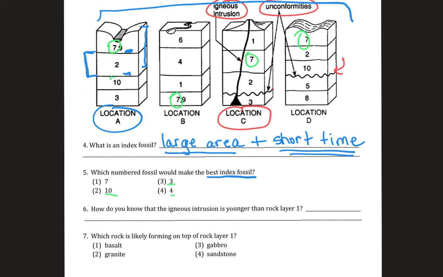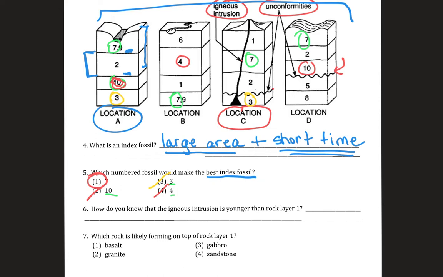So number 10, I see here. I'm going to use a different color for that, actually. Here. Oh, I don't see it in B or C. I see it in D. Oh, so nope. Fossil 10, sorry, you're out. You are not a good index fossil. Fossil number 3, use a different color, is here in location A and in location C. Oh, no, that's it. And so that is not a large area. Sorry, fossil 3, you are not a good index fossil. Number 4, same thing, I think. Yeah, it's only found in location B from what I can see. So fossil 4, not a good index fossil. So looks like answer choice 1, index fossil 7, is the best answer choice, the best index fossil.